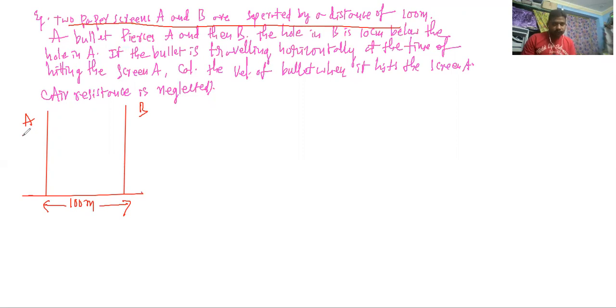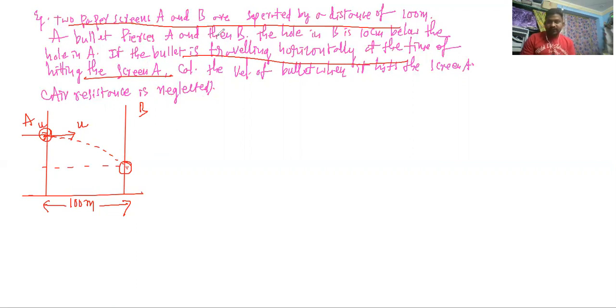Imagine a bullet has pierced A. This is a hole. There is a hole formed when the bullet pierces here. After that it is moving horizontally, as they have given. If the bullet is traveling horizontally at the time of hitting the screen A, see, it is moving horizontally. This is the initial velocity. And definitely, this will be a projectile like this. So here, the bullet will pierce B. Okay.